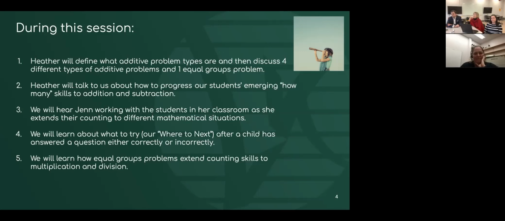We will also learn about what to try. For those of you from Lambton Kent, our where to next. What do I need to do when a student has answered a question either correctly or incorrectly? And we'll learn how equal groups problems extend counting skills to multiplication and division. With the equal groups problems, we get them started thinking in multiplicative ways.